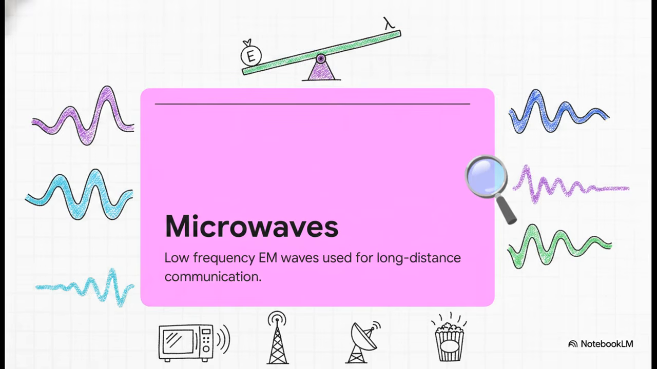Taking one step up the energy ladder, we reach microwaves. Their wavelengths are a bit shorter now, ranging from about 1 meter down to 1 millimeter. As our trusty teeter-totter analogy tells us, because the wavelength has decreased, the frequency and energy have naturally increased. They're still considered low frequency overall, but they definitely pack more of a punch than radio waves.